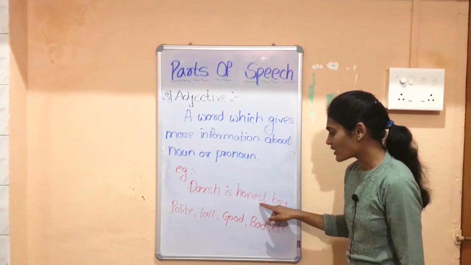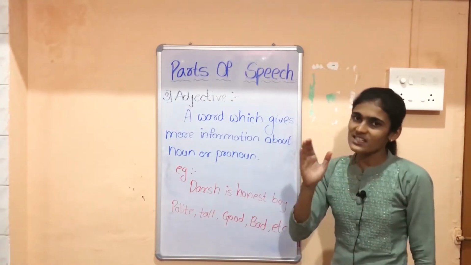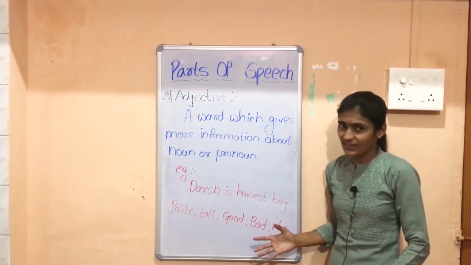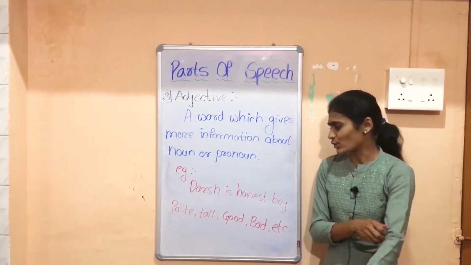Means Darsh is an honest boy. So what is the adjective? Honest is the adjective. Examples like polite, tall, good, bad, etc. are examples of adjectives.